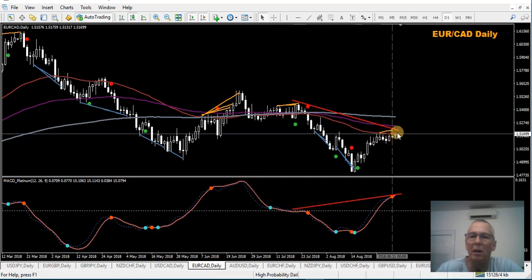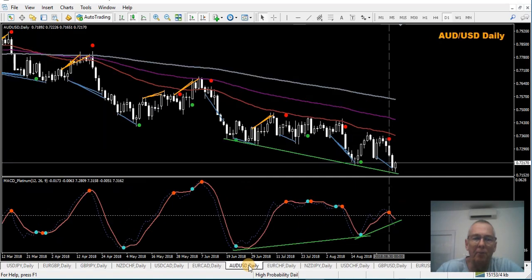Euro CAD, in nothing at the moment. Possibly setting up for a sell by the looks. Here's a grey line with a red dot on the MACD platinum above the zero level. Started to draw my possible divergence lines in. So nothing doing at the moment.